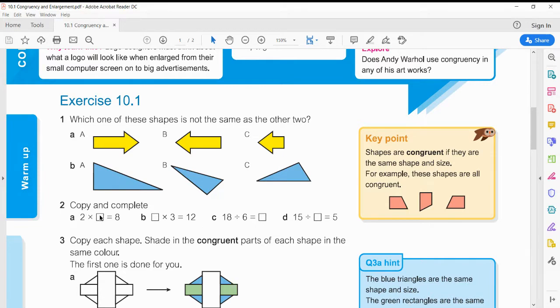Then understanding just how multiplication and division works is going to help you with enlargement. So 2 times 4 makes 8, 4 times 3 makes 12, 8 divided by 2 is 4, and 15 divided by 3 is 5.